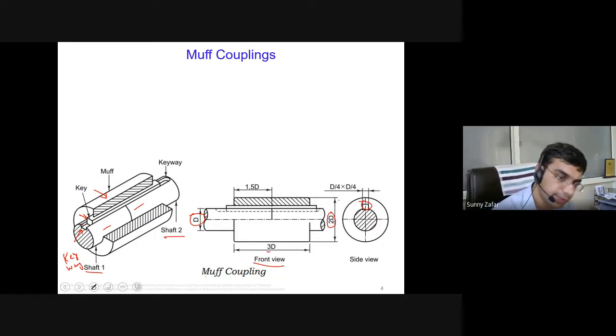Now how is power transmission taking place? Suppose we assume here shaft 1 is the input shaft.